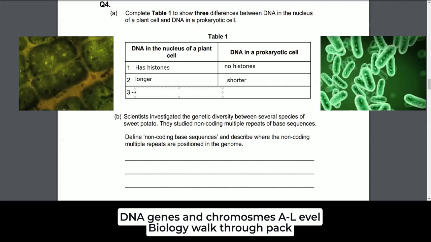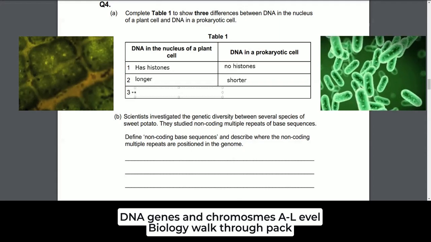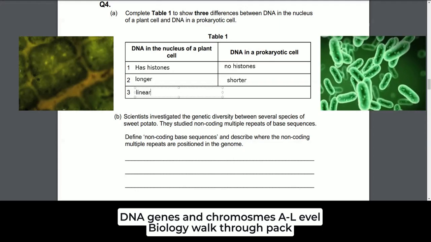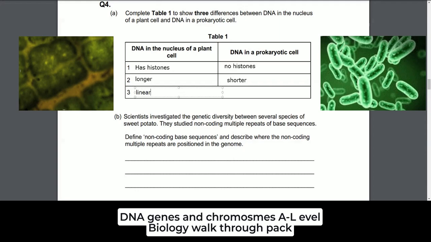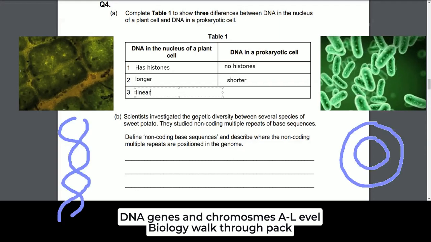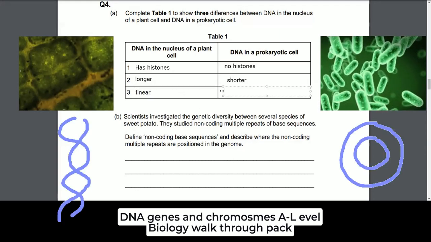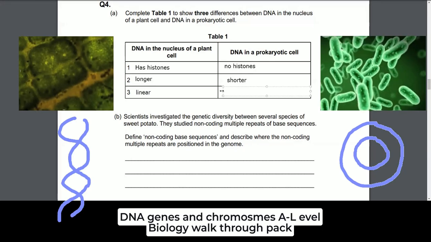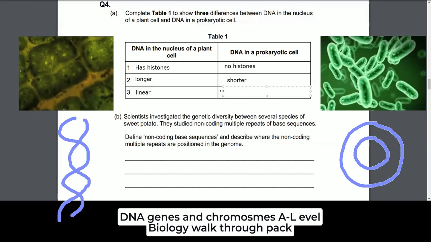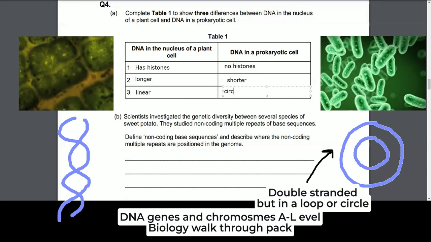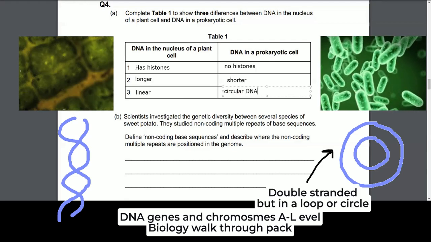The DNA in a plant cell is also linear. What do we mean by that? Yes, our DNA is in a double helix, but it's not attached at the ends. It's in one piece. The end's not attached. However, the DNA in a prokaryotic cell is in a loop, or it is called circular DNA.